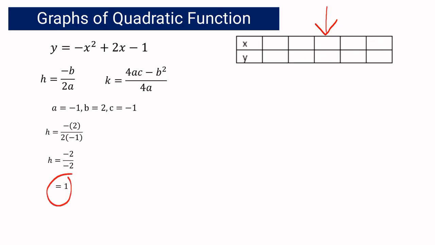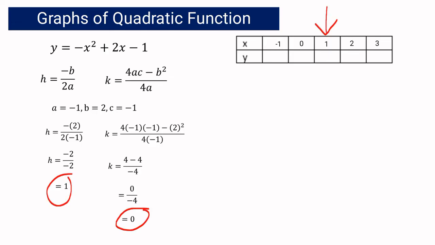We are going to put here in the middle, so we have there 1. And let us complete the values of x. We have -1, 0, 1, 2, and 3. And if we get the value of k, which is the value of y here, let us use the formula.